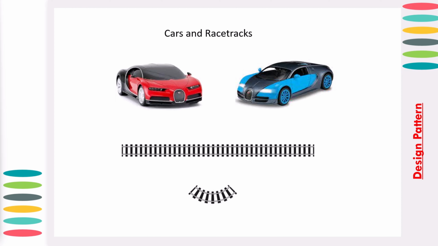This pattern works in a similar way. Basically, it provides an interface that you can use to create families of related objects like cars and road pieces for your track. So you can have a factory that creates cars with wheels and a body, and another factory that creates road pieces with different shapes and sizes.